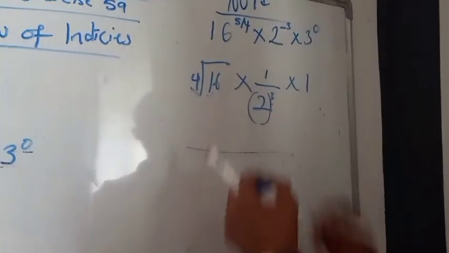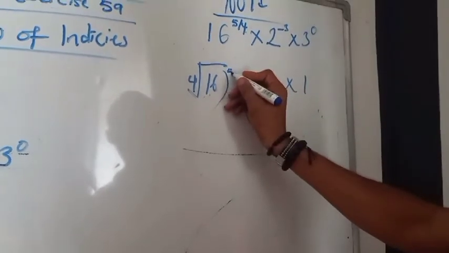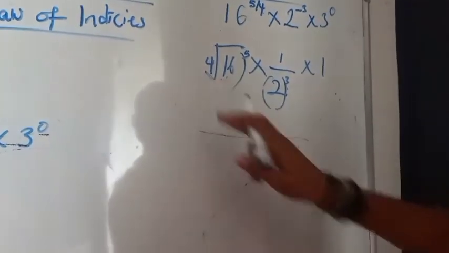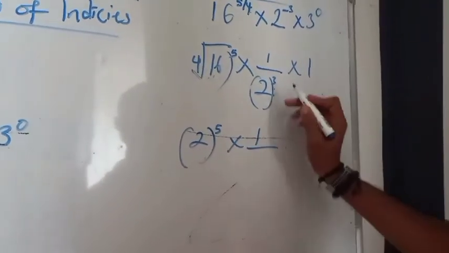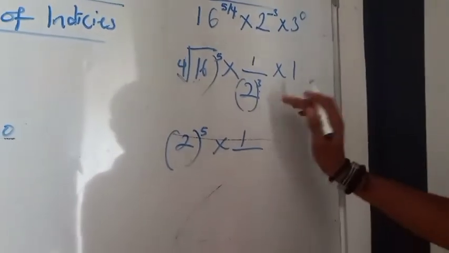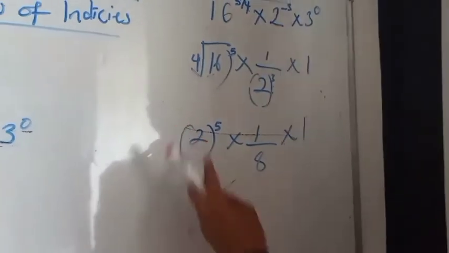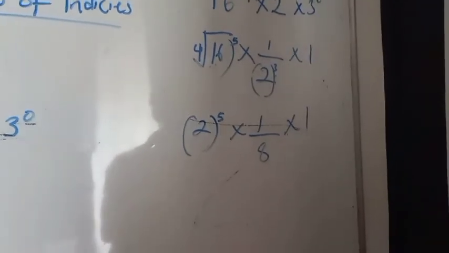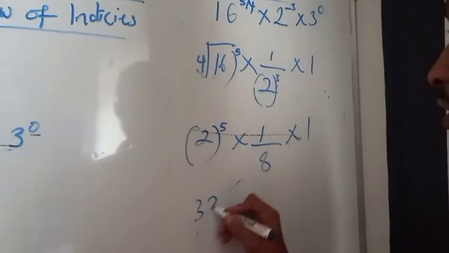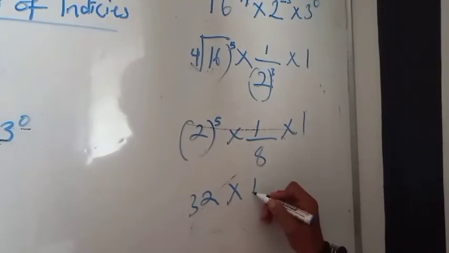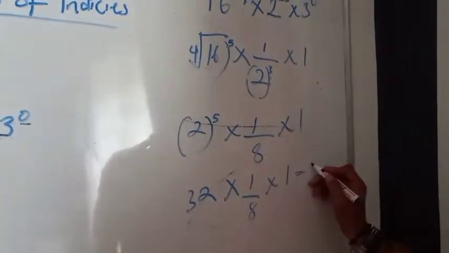So the 4th root of 16 raised to the power 5. We say the 4th root of 16 is 2, raised to the power 5 times 1 over this. 2 raised to the power 3 is 2 times 2, 4, 4 times 2 is 8. So here it's 8 times 1. 2 times 2 is 4, 4 times 2 is 8, 8 times 2 is 16, 16 times 2 is 32. So 2 raised to the power 5 is 32, times 1 over 8 times 1.